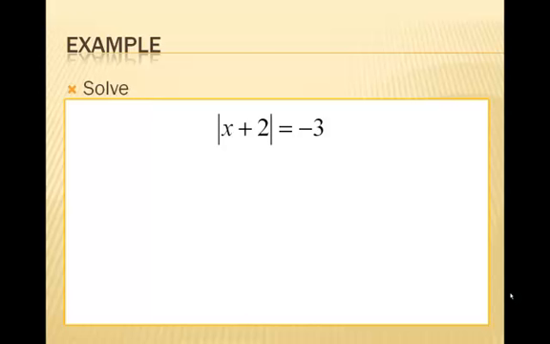All right, just one more example, but be very careful with this one. Here we're going to take a look at the absolute value of x plus 2 is equal to negative 3. Now, be careful about going through the process in this one, because remember, when you take the absolute value of a number, it always returns something positive.